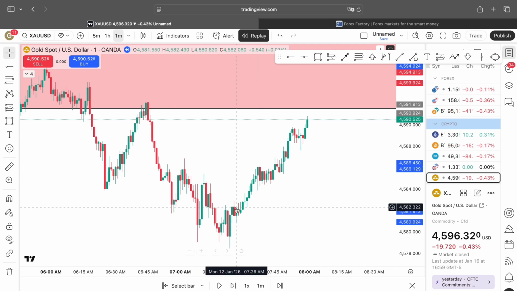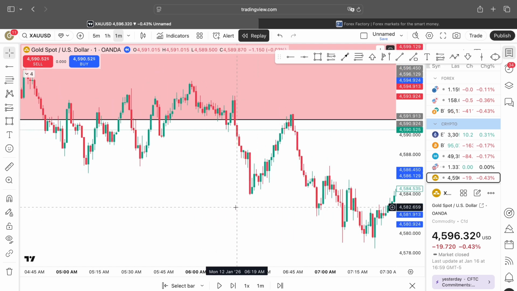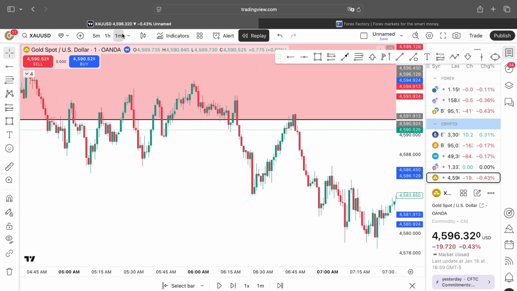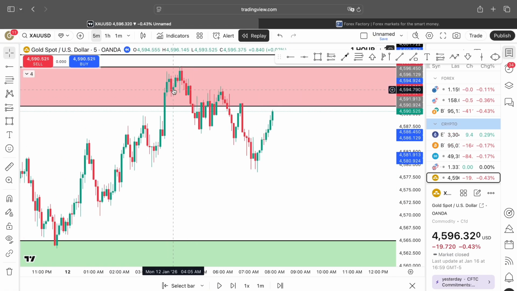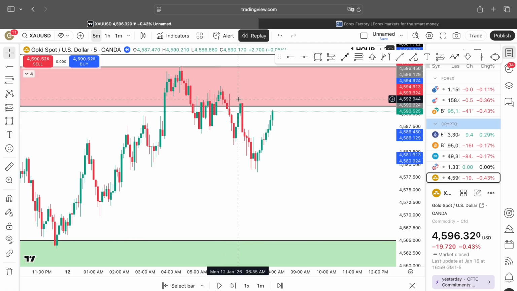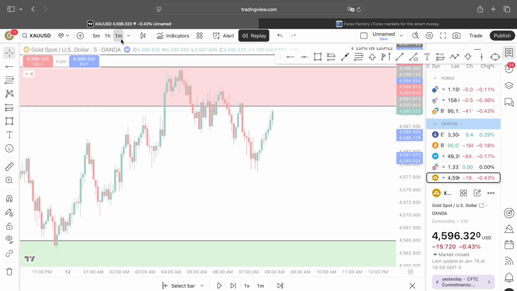Now the 1 minute shows a completely different picture, right? If you're looking at the 5 minute, obviously you can see lower high, lower low, lower high, lower low, lower high, lower low, right? You would think that price wants to just keep going down. But if you look at the 1 minute, the 1 minute tells you a completely different story.